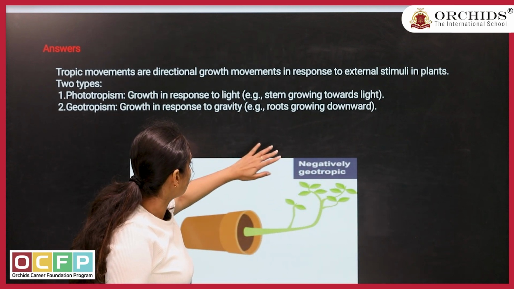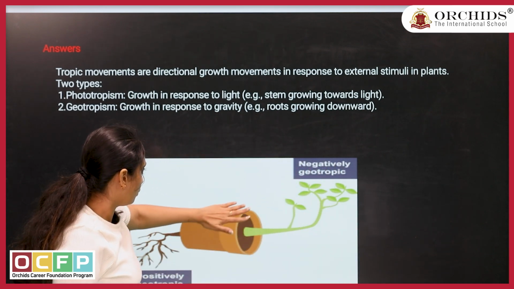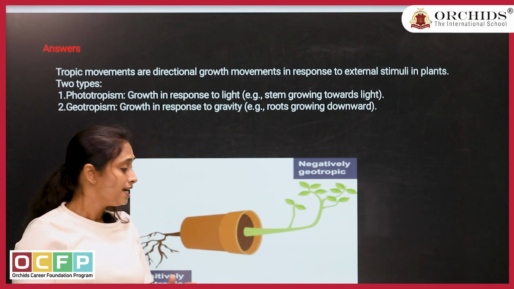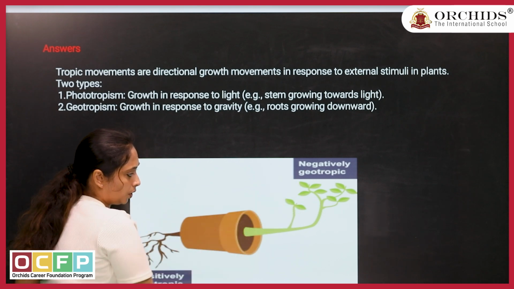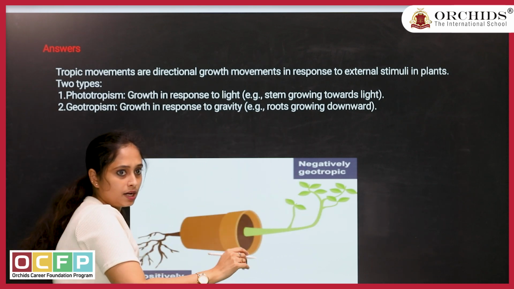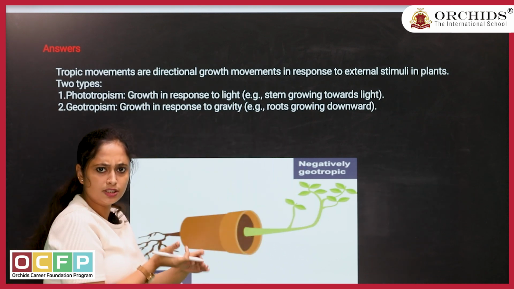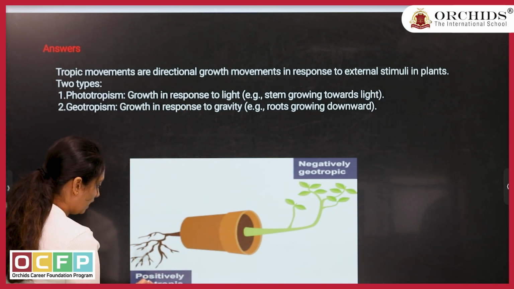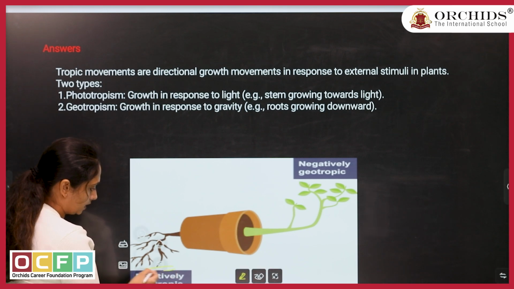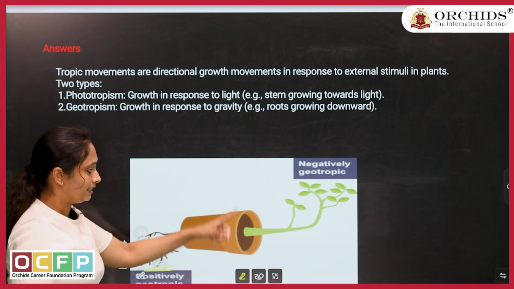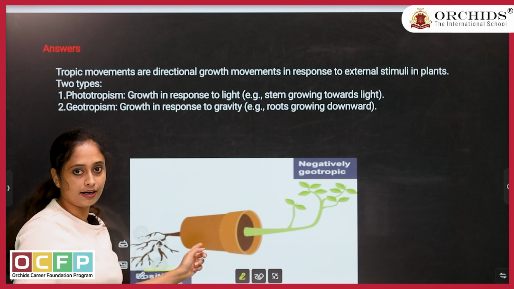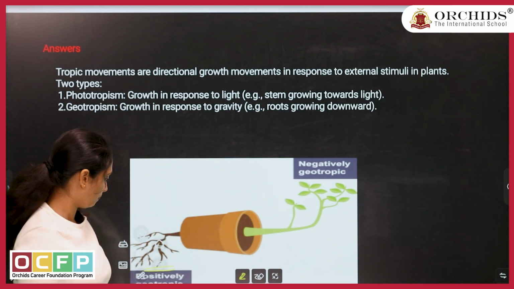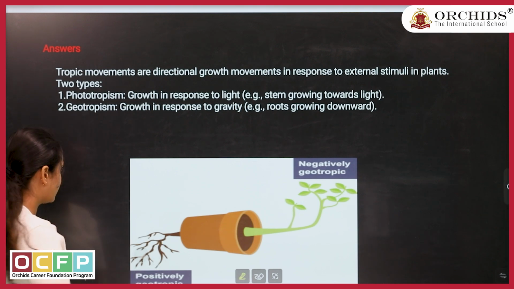So let's see our next question. Before that, a diagram is also given. In this diagram it is very visible. The stem is negative geotropic. Just now we said the stem is negative geotropic because it grows in the opposite direction, and here it is showing that the root is on the positive side of geotropism. So let's keep an idea through this diagram of whatever we explained just now. Then we will move to the next question.